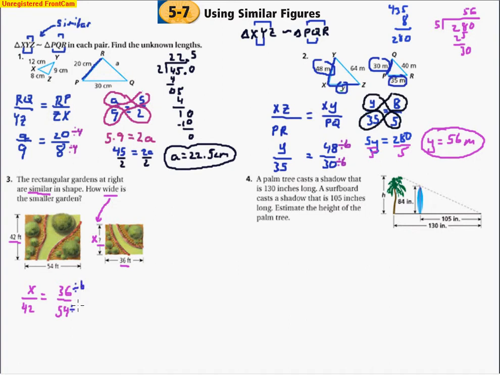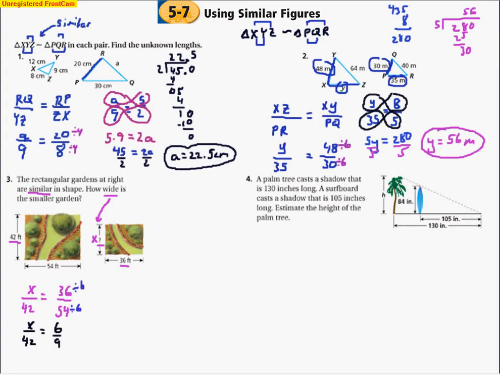Well, I see 6 goes into those numbers. So let's go ahead and do that reducing. We'll rewrite that x over 42. And then here we get 6, and here we get 9. So I could even reduce that more. I guess I didn't see the larger number, so let's go ahead and do some more reducing.